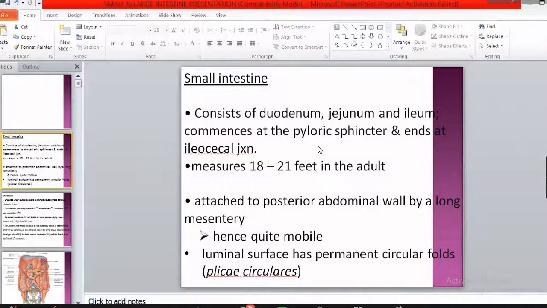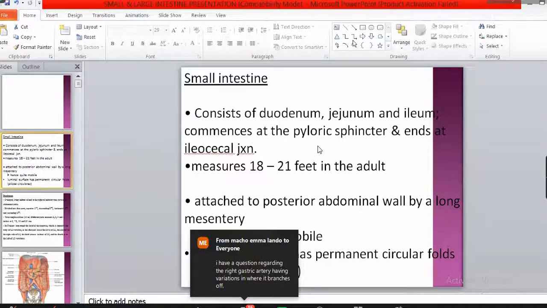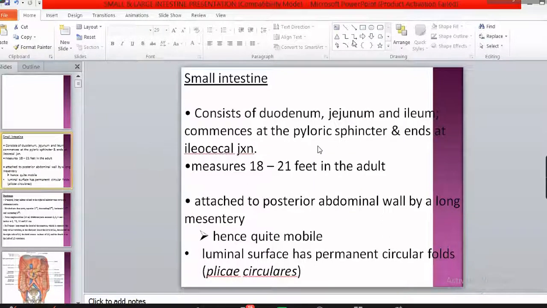Now, it measures between 18 to 21 feet in adults, approximately about 3 meters. Obviously, there can be some variations. Not everybody may measure up to 3 meters, but on average, let's say about 21 feet, which is about 3 meters.